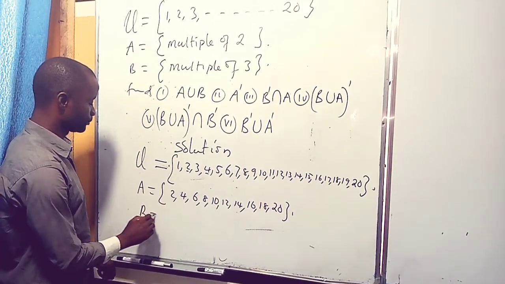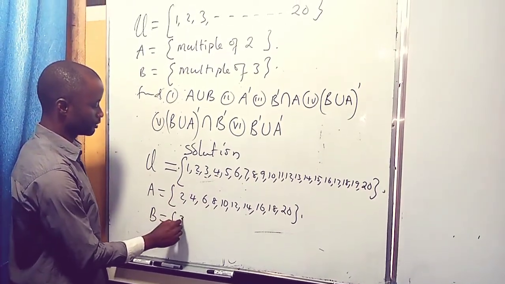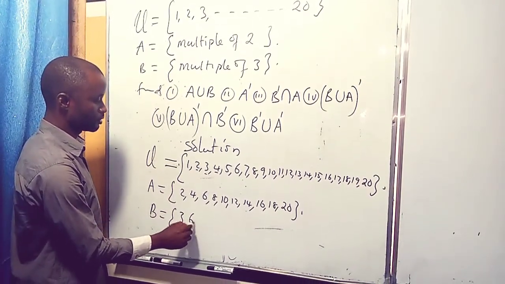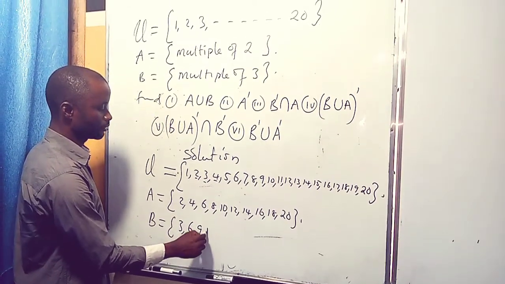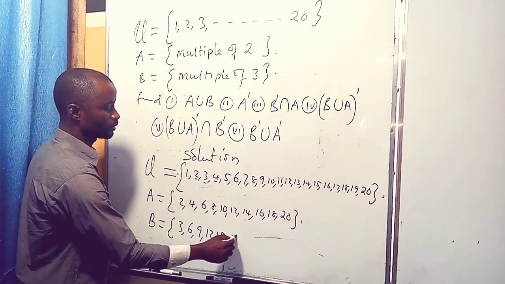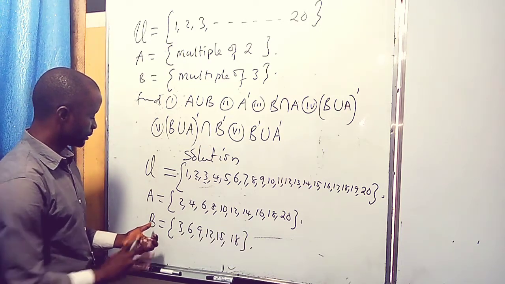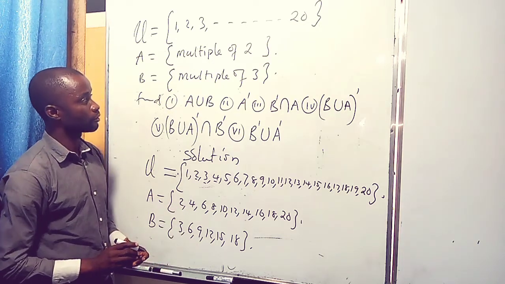And then B, the multiples of 3. We have 3, 6, 9, 12, 15, and 18. These are the elements present in the two subsets.